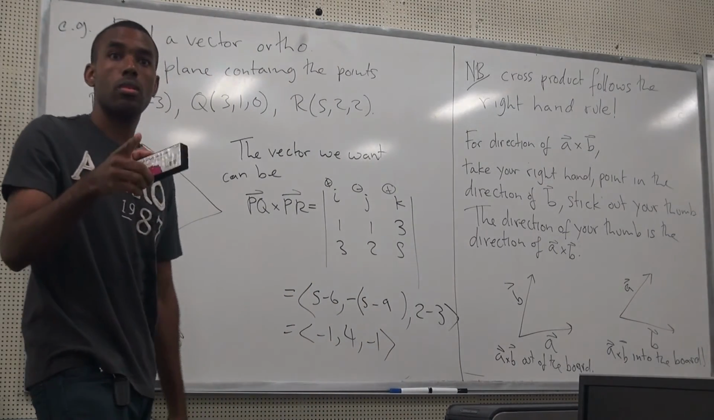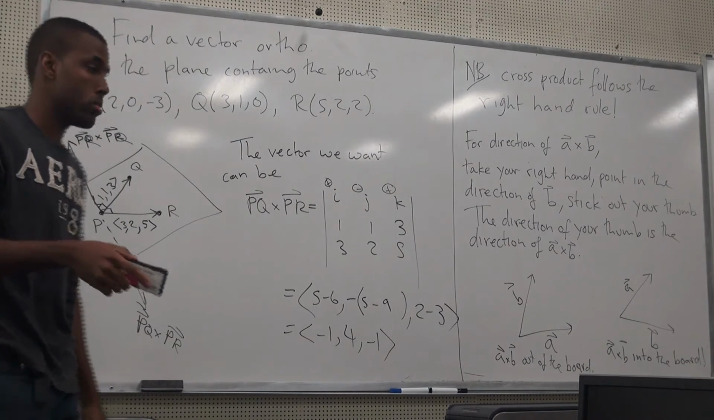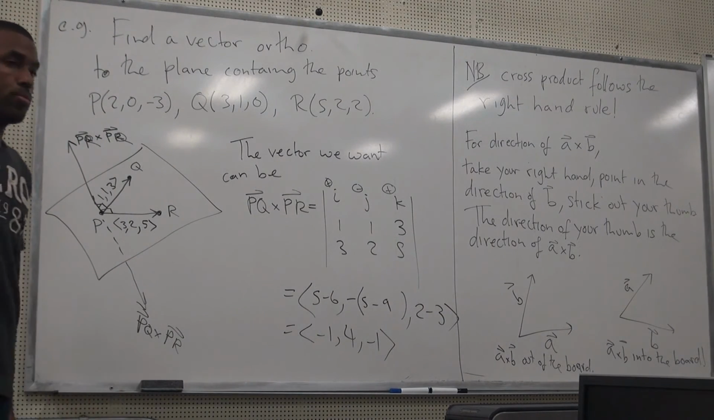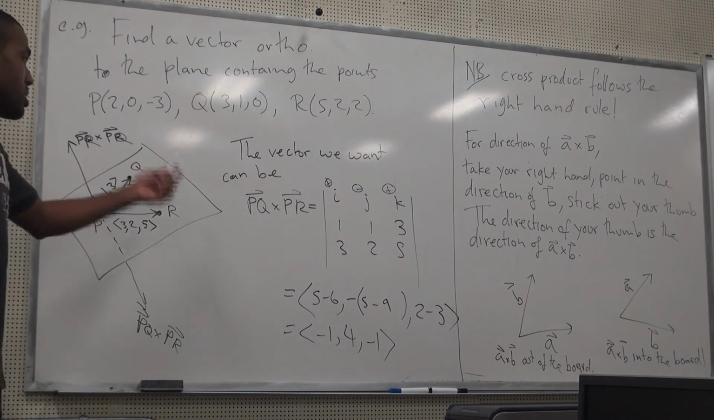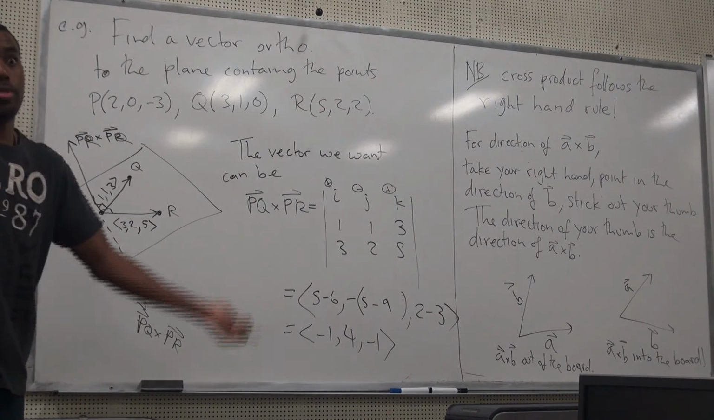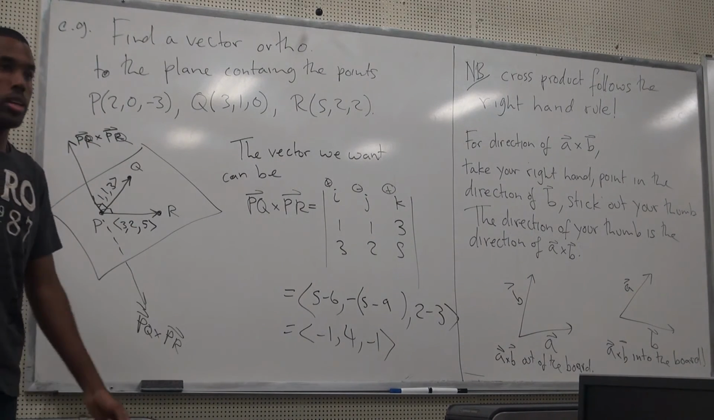So then technically we should have originally drawn it out pointing down. But it actually doesn't matter. They say find a vector. They never said a particular one. So either one would work.